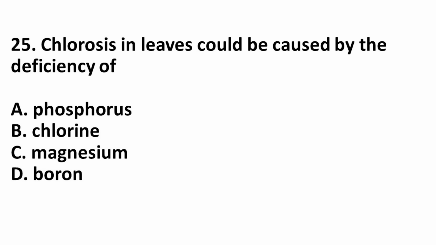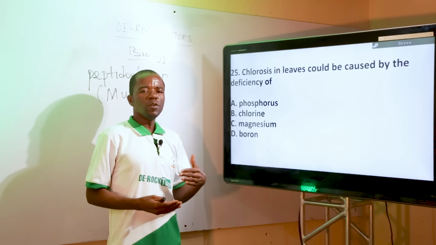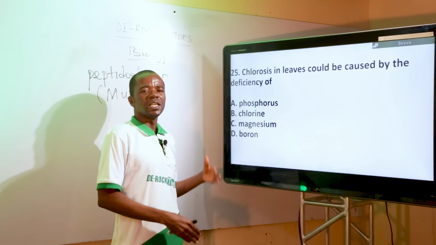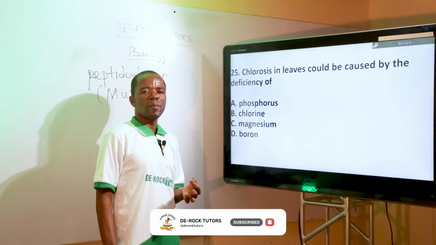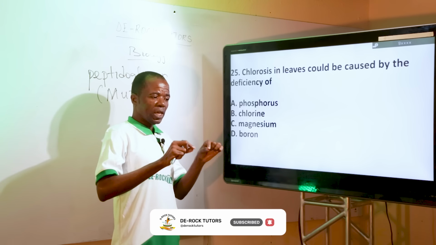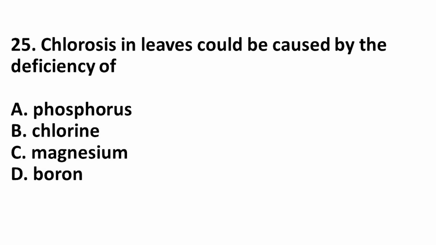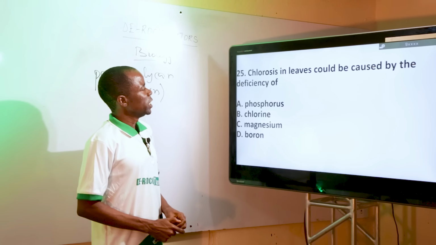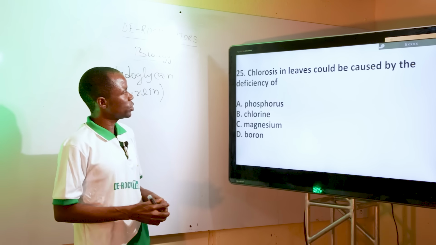Chlorosis in leaves could be caused by the deficiency of starch. Let's first of all know, what is chlorosis? Chlorosis is the yellowing of leaves and leaf margins. And what causes chlorosis is deficiency of magnesium. We know that magnesium is an essential mineral needed for the formation of chlorophyll. So if magnesium is deficient, we begin to notice certain yellowing of leaves. So deficiency of magnesium is one of the things responsible for yellowing of leaves, what we refer to as chlorosis. So for number 25, the correct answer is option C.